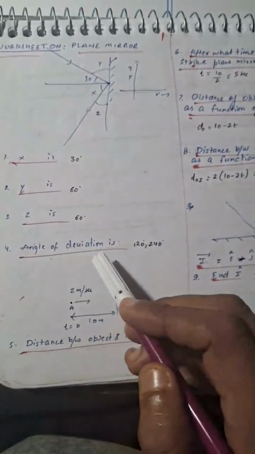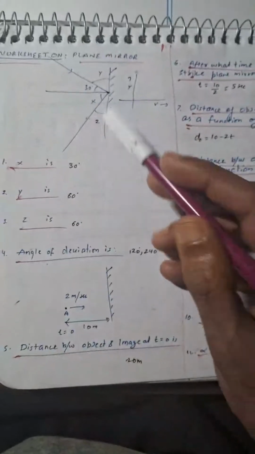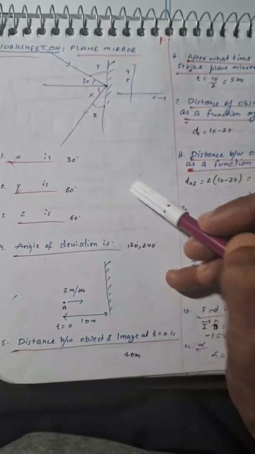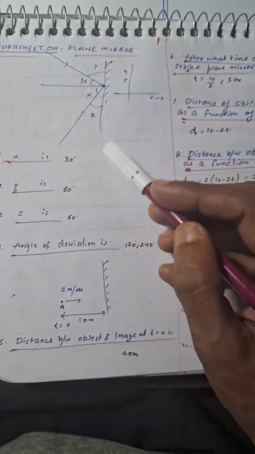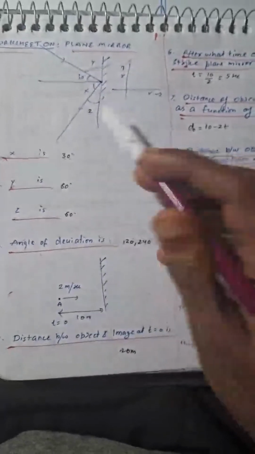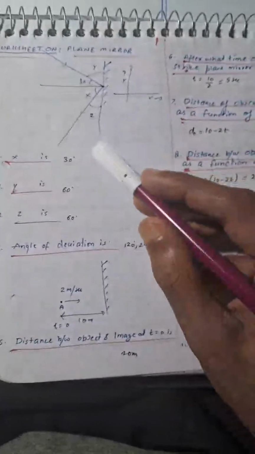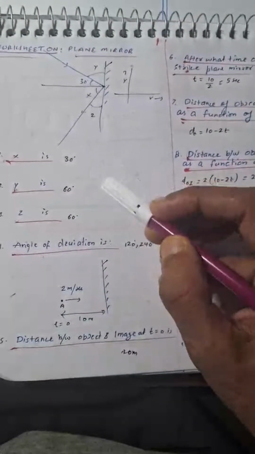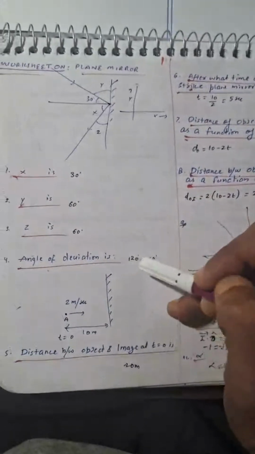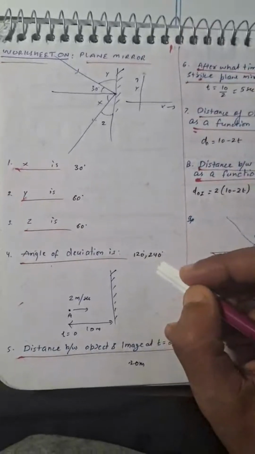Then we need to find the angle of deviation. So the angle of deviation is given by 180 minus 2y. So i here is 30, so 180 minus 2 into 30 will be 120. And there are two angles of deviation, the sum of which is 360, so delta 1 plus delta 2 will be 360. So 120 plus delta 2 will be 360, that will give delta 2 as 240.